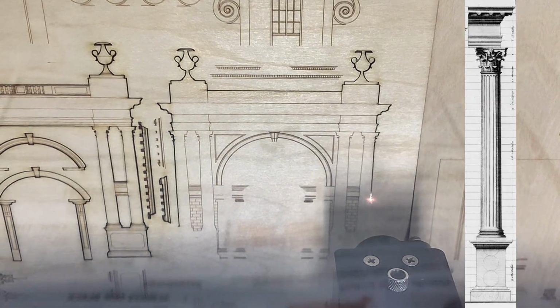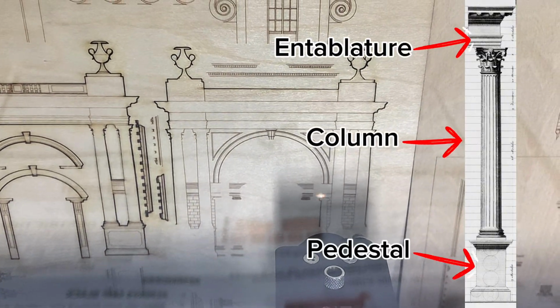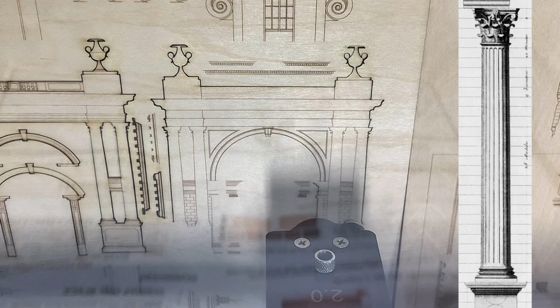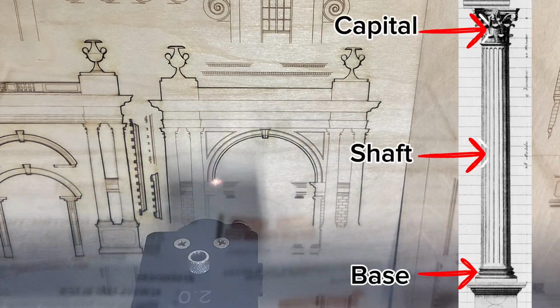Each of the orders is made up of several parts: the column, the entablature above, and the pedestal below. The column itself is split into 3 parts: the base on the bottom, the shaft in the center, and the capital on top.